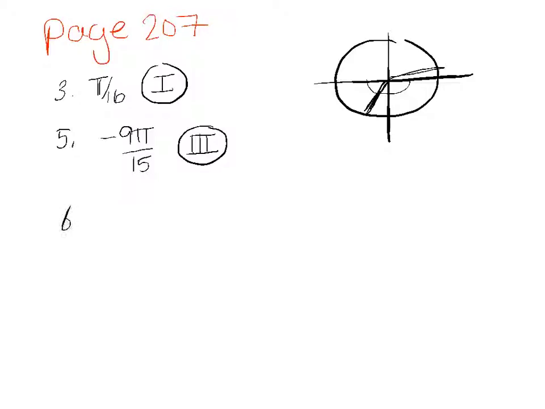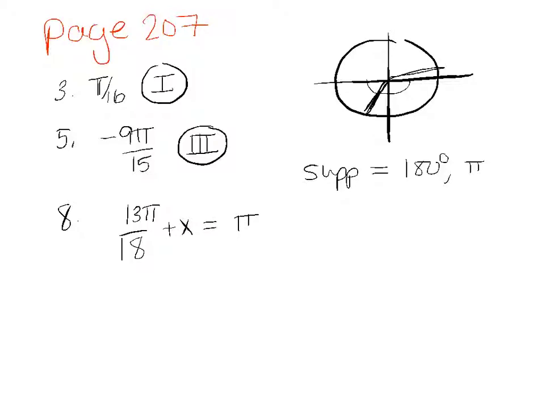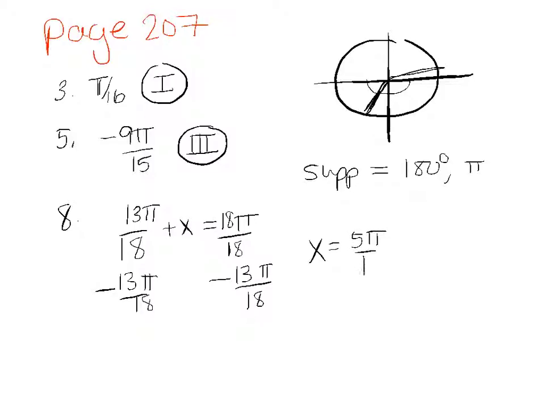If we jump ahead to number 8, we have 13 pi over 18, and we're supposed to find the supplement and the complement. So supplement adds up to 180 degrees, but if we're in radians, it adds up to pi. So basically, I need 13 pi over 18 plus some number to add up to pi. I'm going to get a common denominator right away for pi. So then I can subtract 13 pi over 18. So then x equals 5 pi over 18. So that was supplement.